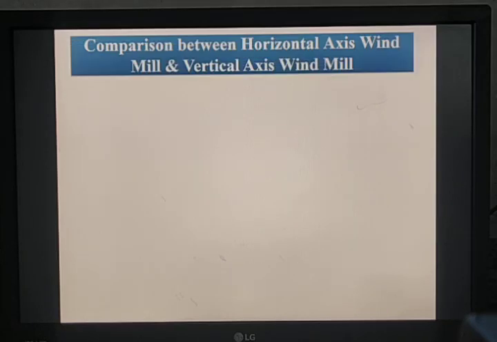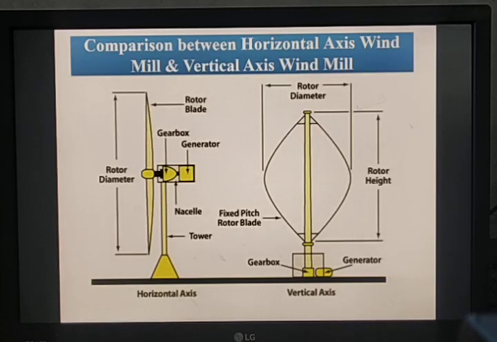And the comparison between horizontal axis windmill and vertical axis windmill, you have already seen. In the horizontal axis windmill, the structure is tall. In the vertical axis windmill, the structure is short. The horizontal one will be placed only in a few particular places, but the vertical axis windmill we can construct wherever it is required. In the horizontal axis windmill, the starting wind speed is high, that is, greater than 3 meters per second. In the vertical axis windmill, the starting wind speed is less, that is, 1 meter per second.